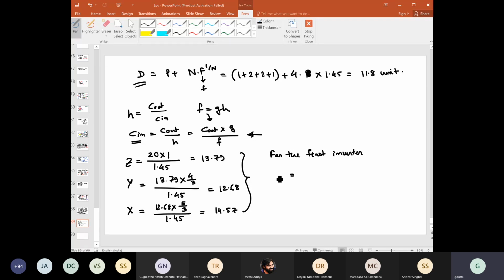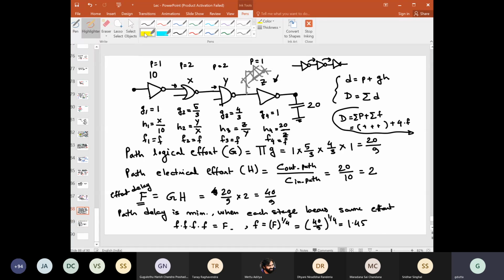So for the first inverter, it is basically the size. This size would be, it is driving this one, 14.57, right? Into G, inverter G is 1, divided by the value of F, which is 1.45, right? So you see that such size is also coming to be 10. So you can see that even at the starting point, the size of this inverter was given as 10, right? We have used the same technique just to back-calculate and check whether these values are coming correctly or not. So now we have cross-checked as well.